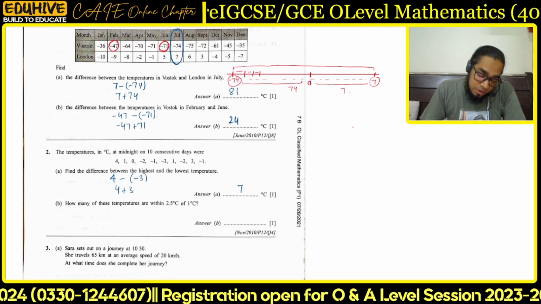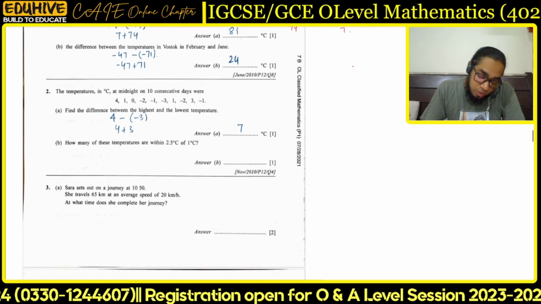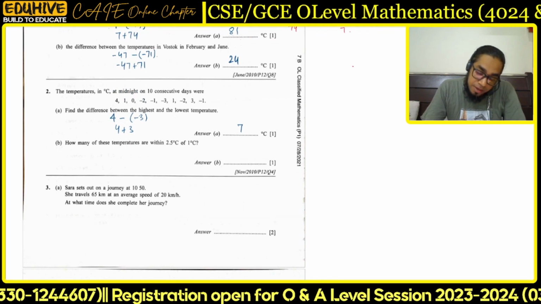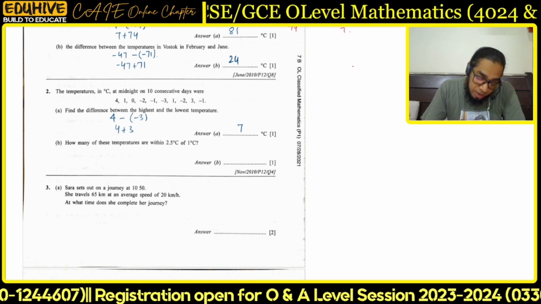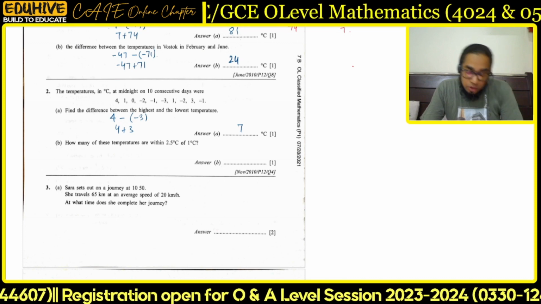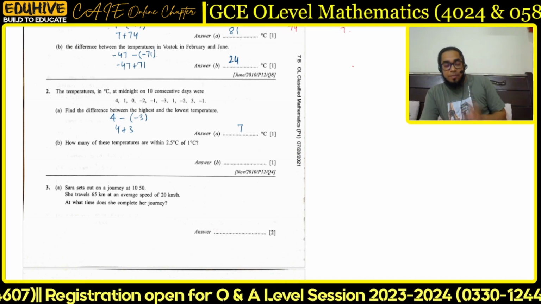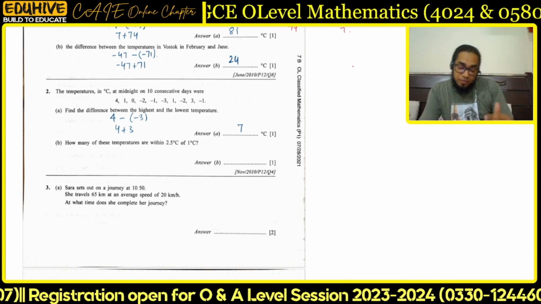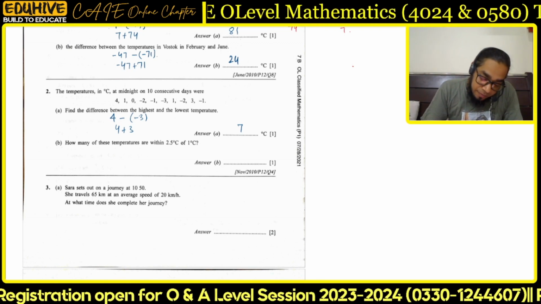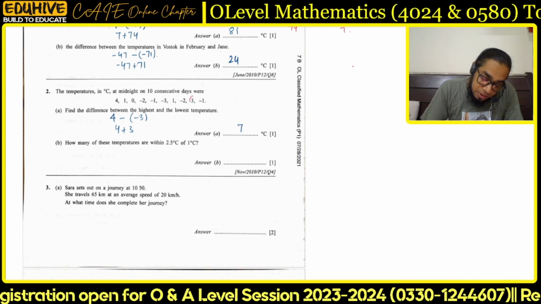Okay, so we were on question number 2, and question number 2 part A was clear. But in part B, the question was how many of these temperatures are within 2.5 degrees Celsius or 1 degree Celsius. So you are just going to count those temperatures which are between 2.5 and 1. How many are they? So I guess it's gonna be 3.